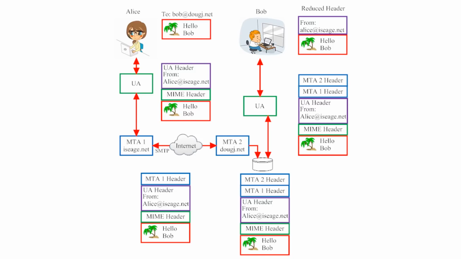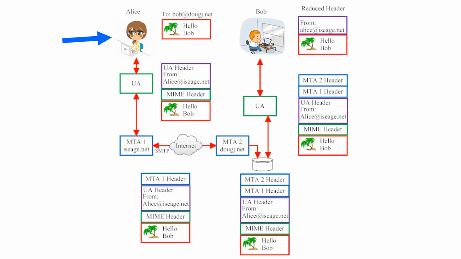Let's examine one more illustration that shows how email systems work. This one shows many of the same things that we just saw in the first illustration, but it highlights some different details. In this illustration, we see a user, Alice, sending a message to another user, Bob.